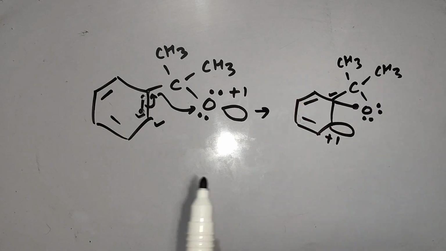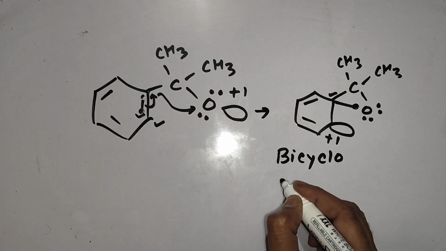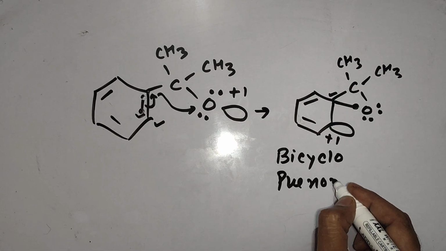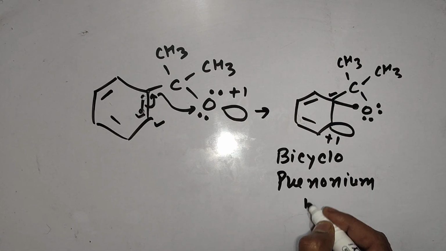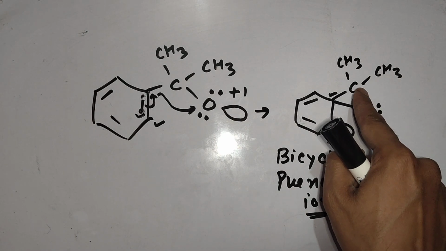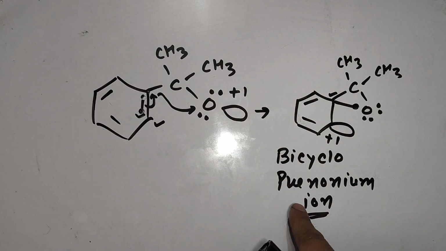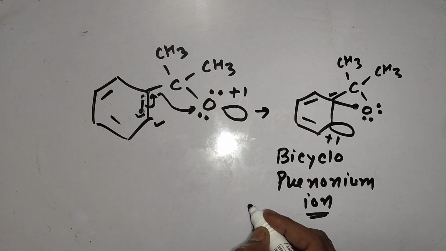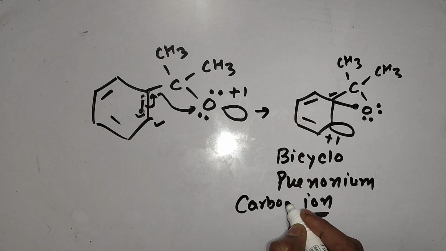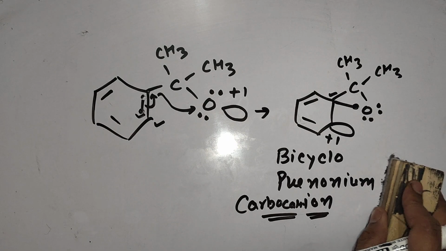This type of intermediate which is generated here, it is known as bicyclophenonium ion. Why are we calling it bicyclo? Two cyclic rings are there. You can check. First this one and second this one. Carbocation it is. Bicyclophenonium carbocation. Is it stable? Will it remain like this? No. It will change itself.